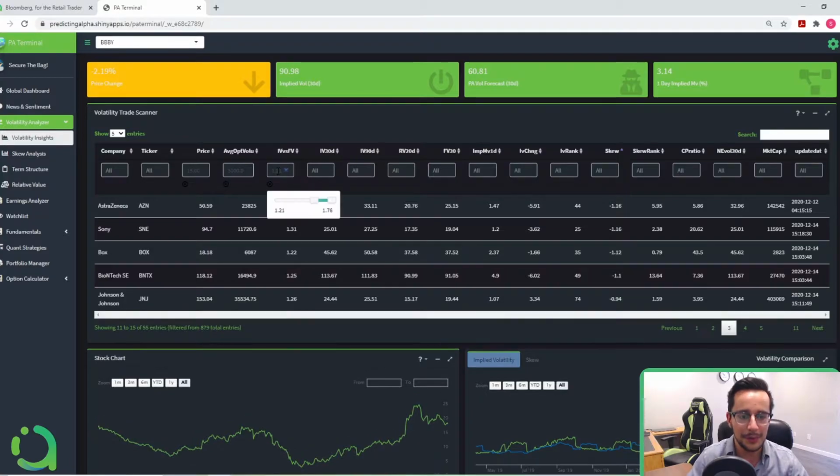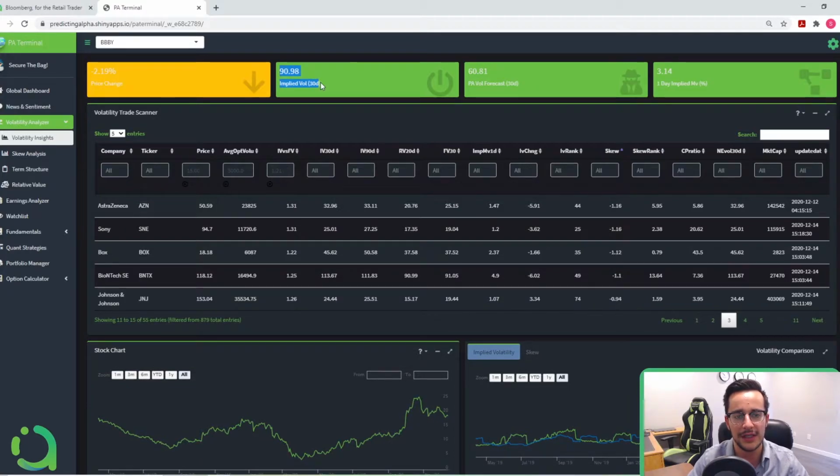Next up, I apply a filter for IV versus forecast, which takes the market implied volatility 30-day and divides it by my forecast of what volatility will be for the next 30 days. When I find one that has a higher implied vol than my forecast, it means that the market thinks the stock will move more than what I think it will for the given time period, aka options are expensive.